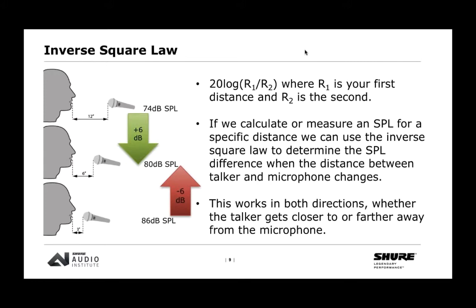And if we look at the rules of thumb for inverse square law, if we have calculated or measured a value at a known distance and we cut that distance in half, we're going to get a 6 dB increase. If we double that distance, we're going to lose 6 dB. Now, if we don't double it or cut it in half, the 20 log R1 over R2 will give you values depending upon where your first distance is, either calculated or measured with SPL, and then the second distance. And you'll either get a positive value or a negative value when you run that equation. So that works in both directions.